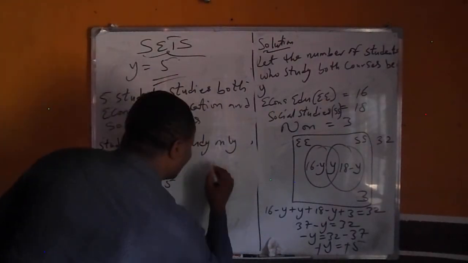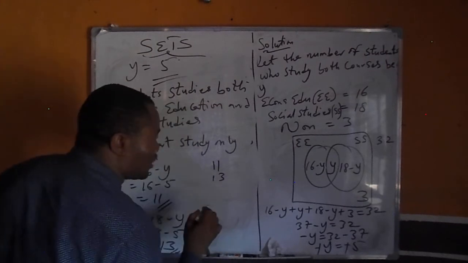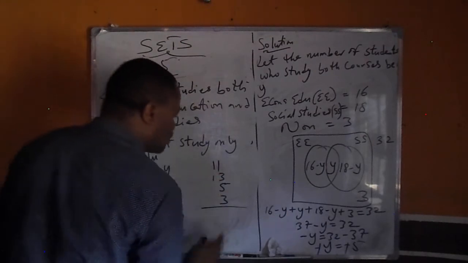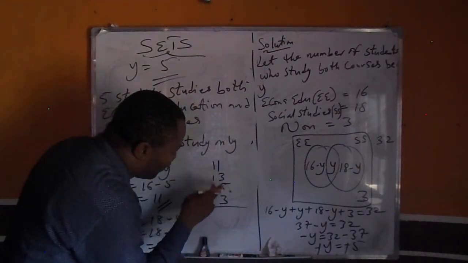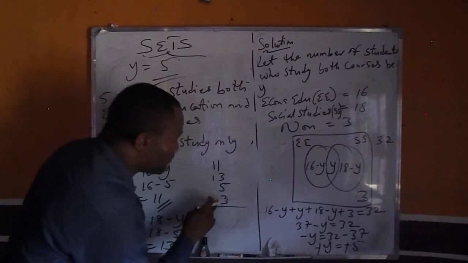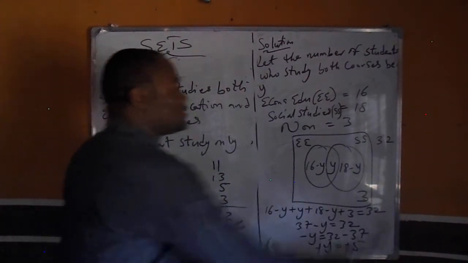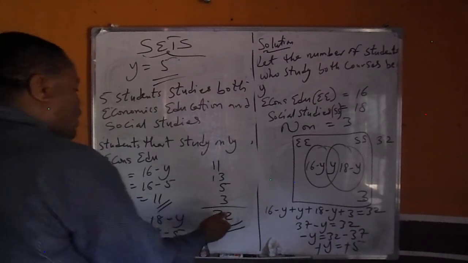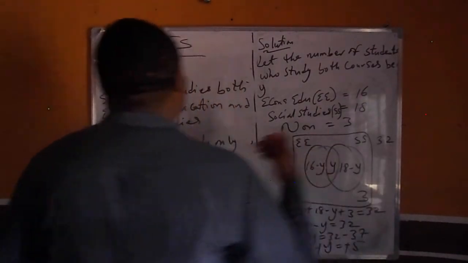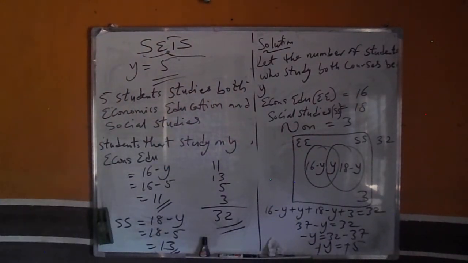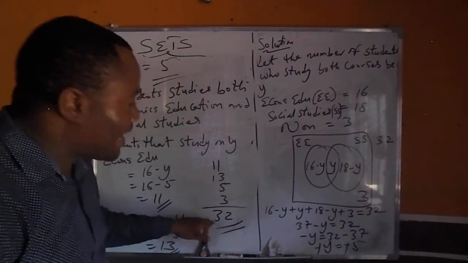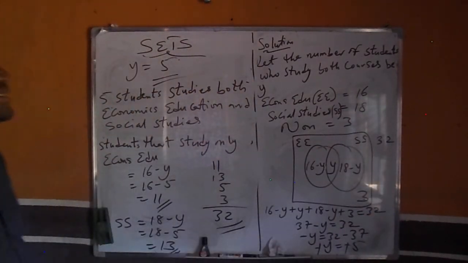So that means 11 study economics, 13 study social studies, 5 study both, none study neither of the two courses. 11 plus 13, 24, plus 5, 29, plus 3, that will give us 32, which equals the total number of students we have in the classroom. This shows that our answer for y equals to 5 is correct. If our answer were not correct, we wouldn't have arrived at 32, which is the total number of students in the classroom.